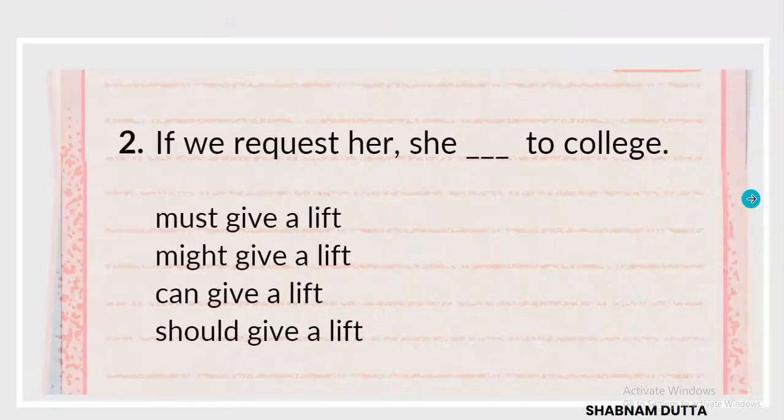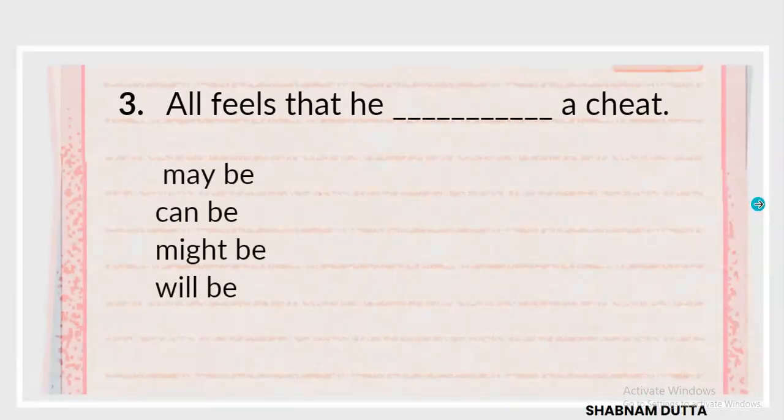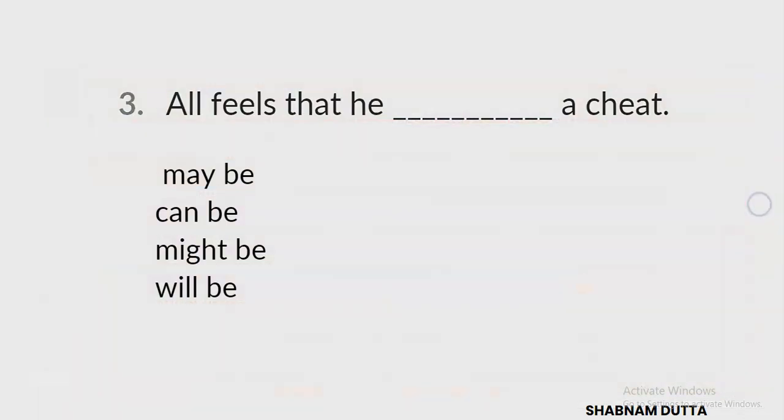Number 2. If we request her, she dash to college: must give a lift, might give a lift, can give a lift or should give a lift. Remember, take care of the context of the sentence. Number 3. Ali feels that he dash a cheat: may be, can be, might be or will be.